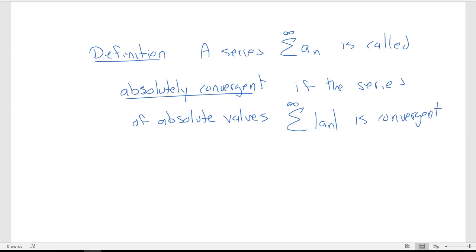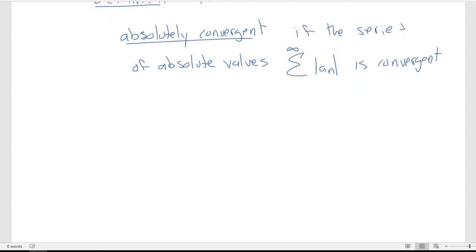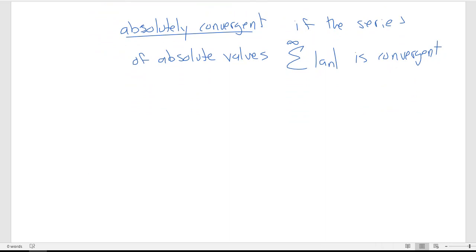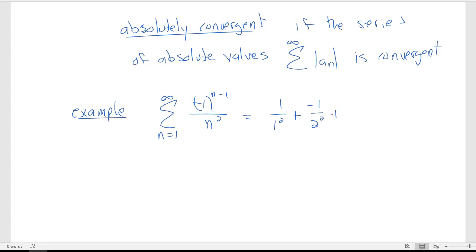All right, let's take a look at an example of this definition, how we test to see whether our series is absolutely convergent or not. Let's take a look at an alternating series: the sum of (-1)^(n-1) over n squared, as n goes from 1 to infinity. If we write the terms out, we get 1 over 1 squared, which is 1, and then when n is 2, we get (-1) to the 1 power, which is negative 1 over 2 squared, then 1 over 3 squared, and then minus 1 over 4 squared. So we have an alternating series here. We definitely could use the alternating series test to test this series for convergence, and in fact we did that in the prior video.